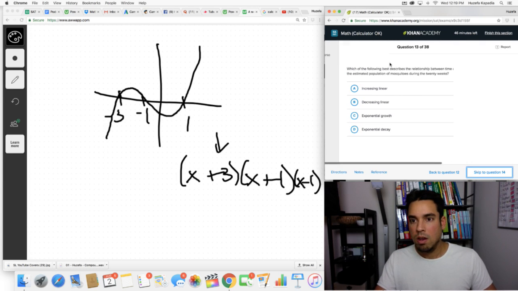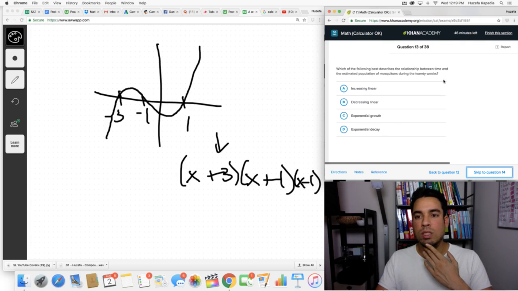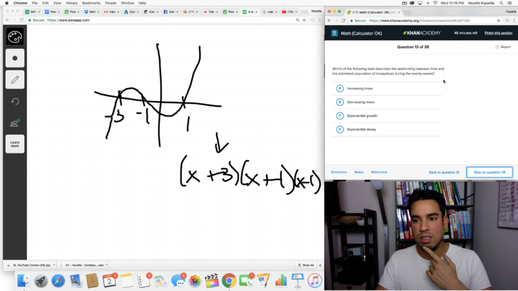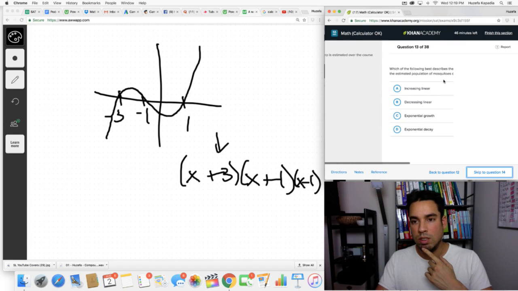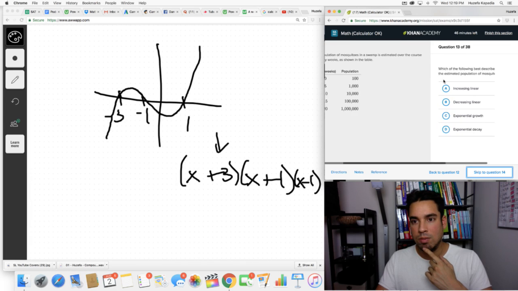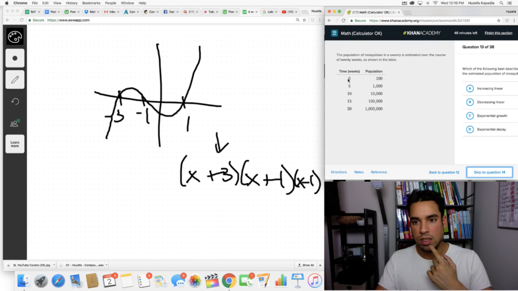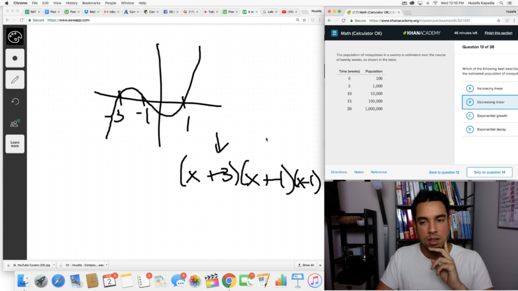All right. That may not have been the clearest explanation, but like I said, I got to be mindful of time. Which of the following best describes the relationship between time and the estimated population of mosquitoes during the 20 weeks? So it goes like this. This is going up progressively. So 5, 10, 15, 20, by 5 every time. It's going up by 100, then 1,000, then 10,000, then 100,000. So if you want to think that's linear, okay, it's definitely positive. It's definitely increasing. So it's not B. I'm not going to say this is linear. This is actually exponential growth.